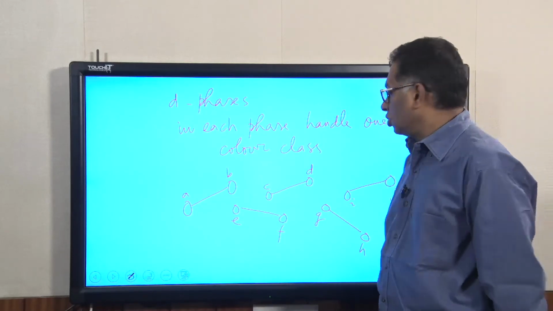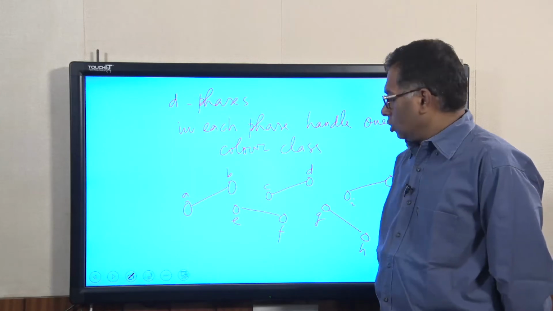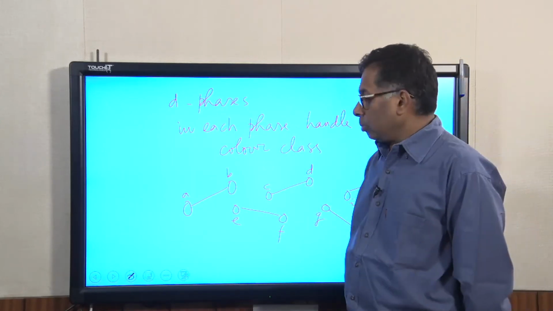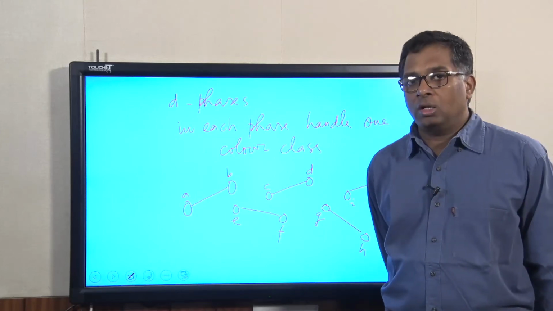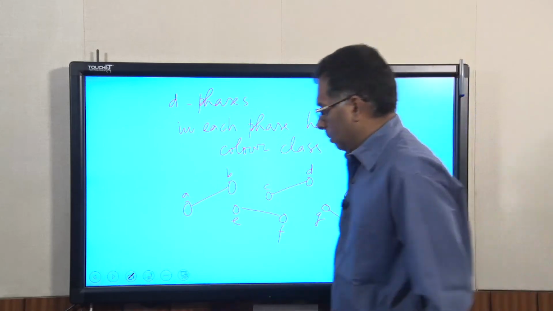At the same time, the messages between C and D will be exchanged in this phase, and so on. So, all these edges are of the same color. Therefore, the messages that should pass through these edges will be handled in the first phase. This, let us assume, is color class 1.